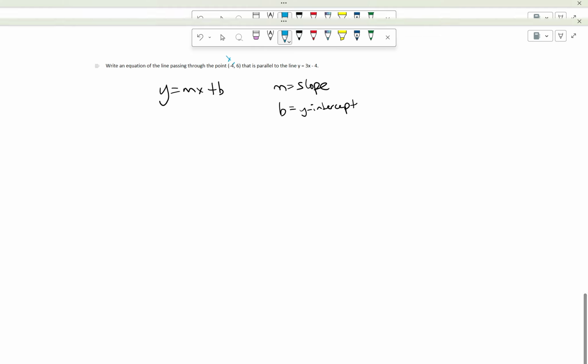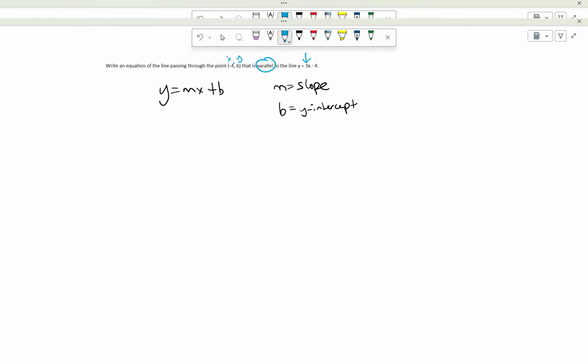So this is my x comma y, right? Now, what I need to do is figure out my y-intercept here. Since this is going to be parallel, it's going to have the same exact slope. So I'm going to steal this slope, a 3. Okay, so my m here is going to be equal to 3.